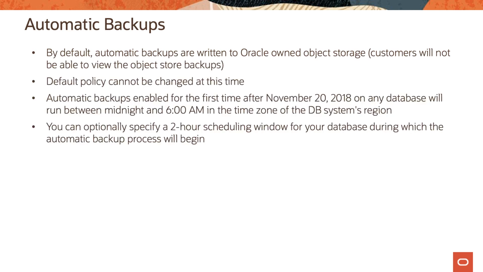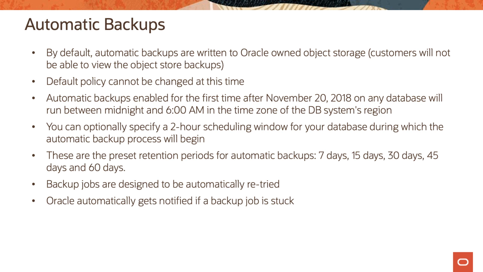Let's now look at some information on automatic backups. By default, automatic backups are written to Oracle-owned object storage. Customers will not be able to view the object storage backups. The default policy cannot be changed at this time. Automatic backups enabled for the first time after November 20, 2018 on any database will run between midnight and 6 a.m. in the time zone of the DB system's region. You can optionally specify a 2-hour scheduling window for your database during which the automatic backup process will begin.